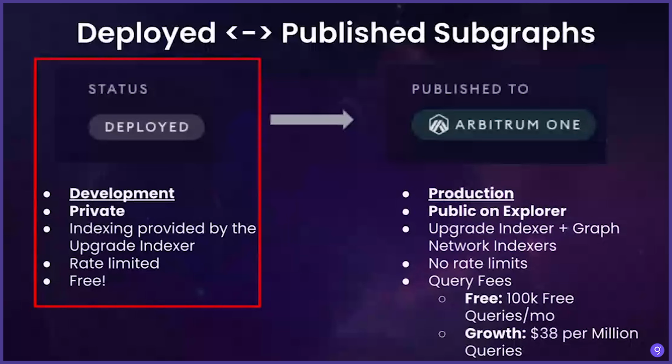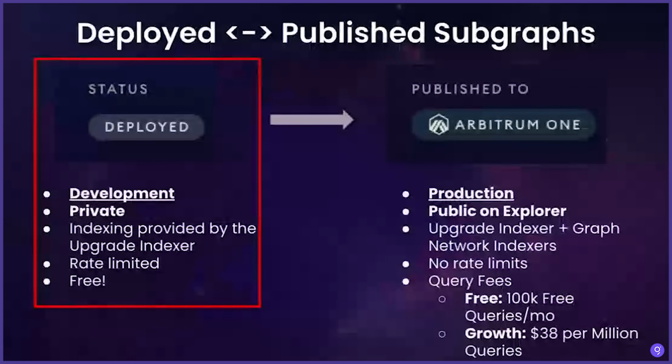First things first, deployed subgraphs are really meant to be used in a development environment. That is a private environment. You, as the subgraph deployer, will be the only one that actually sees this subgraph. It's private for you and your development endpoint. It is also rate limited and free. So go ahead and deploy to your heart's content, use it as much as you want, add new features, take away features, extend, do whatever you want. That is the deployed status.